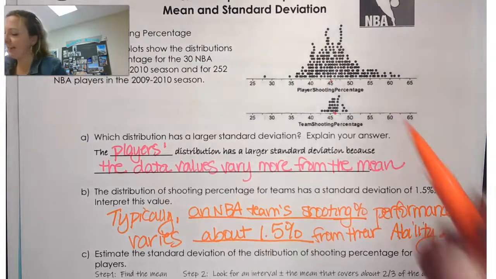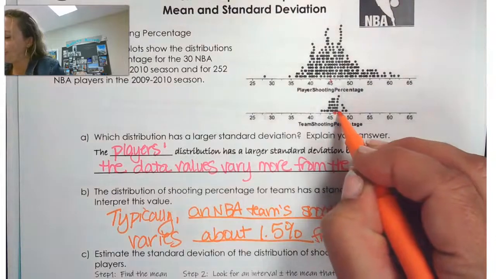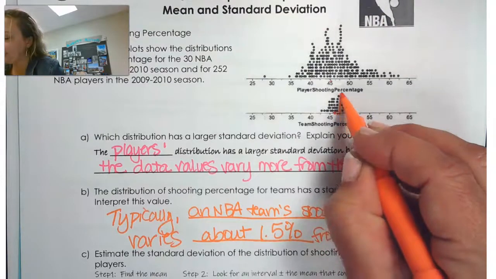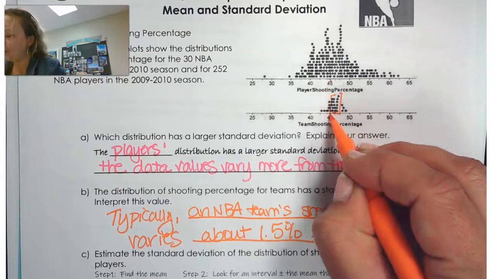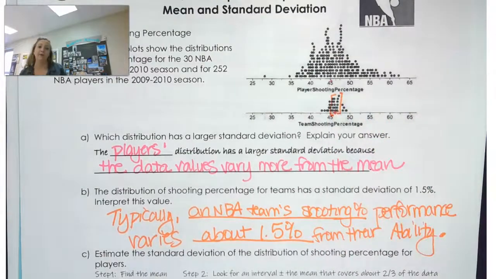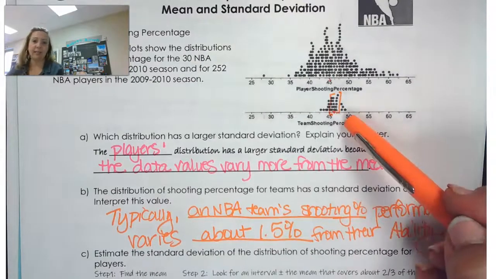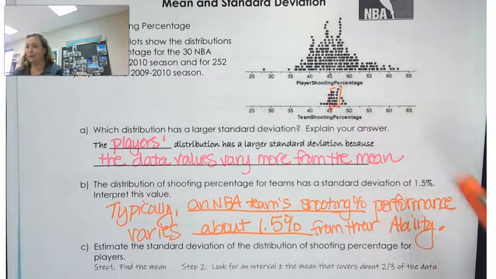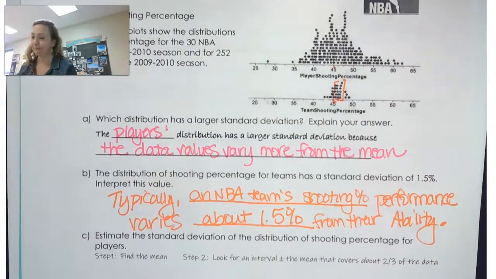And what that means is that if this is our middle, we would go over about 1.5% to one side, 1.5% to the other side. And again, most of the teams fall within that range. Again, typically an NBA team's shooting percentage performance varies about 1.5% from their ability.